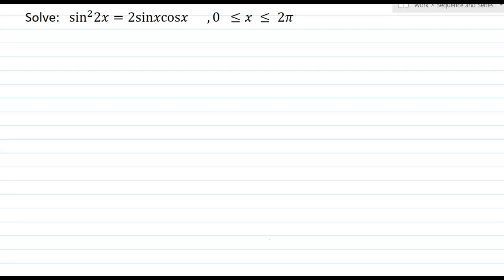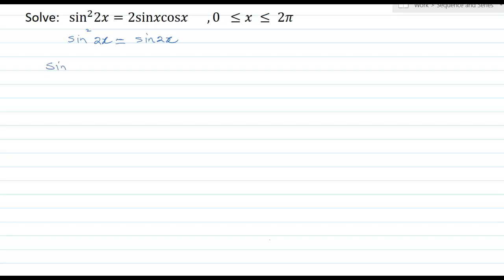So first, sine squared 2x. So let's rewrite what 2 sine x cos x is. This is sine of 2x. So on the left hand side we still have sine squared 2x. That's not going to change. The right hand side, 2 sine x cos x, is sine 2x according to the double angle identity. And now we're going to bring everything to one side.